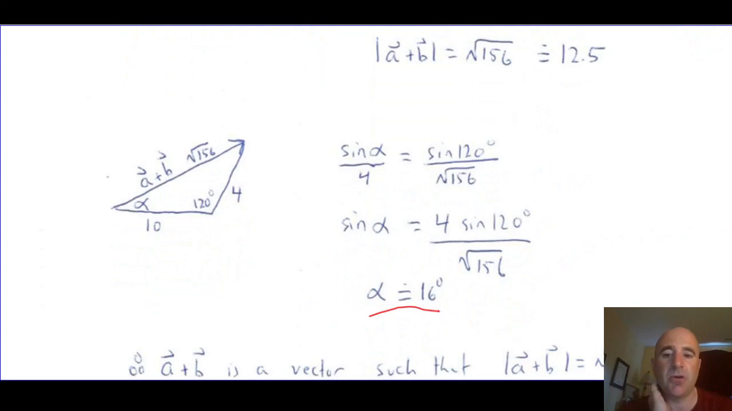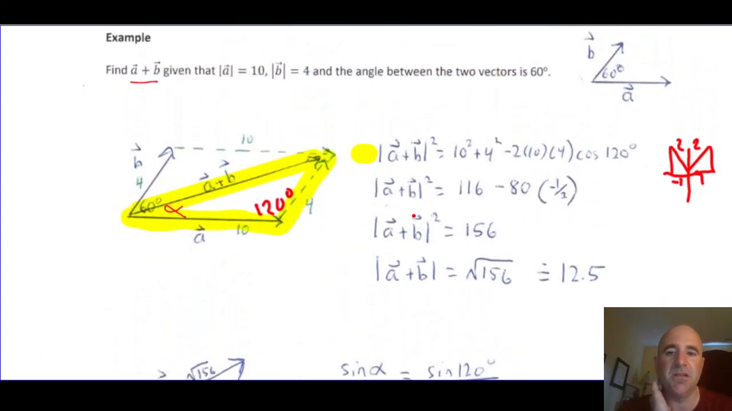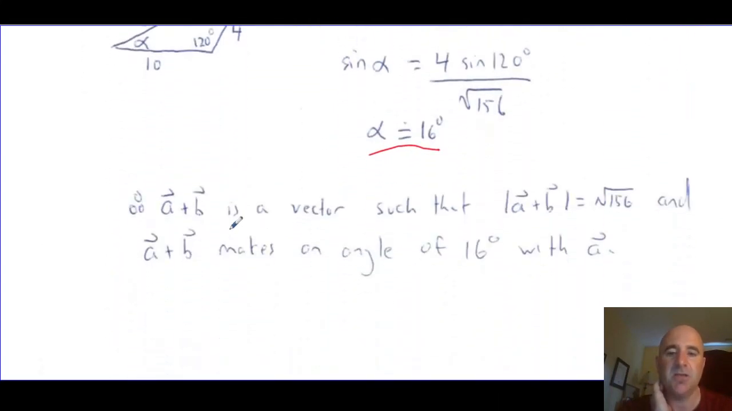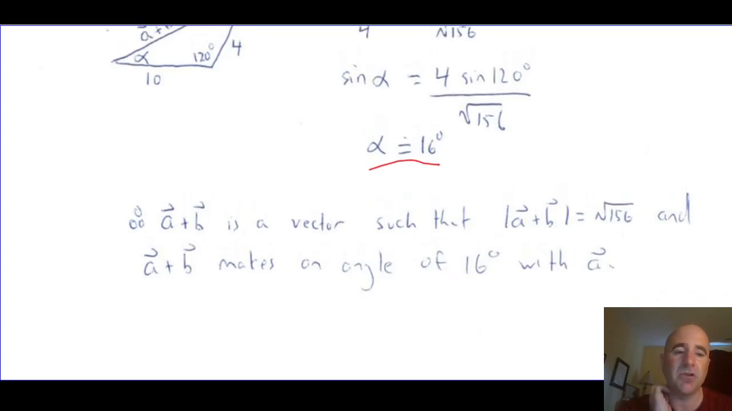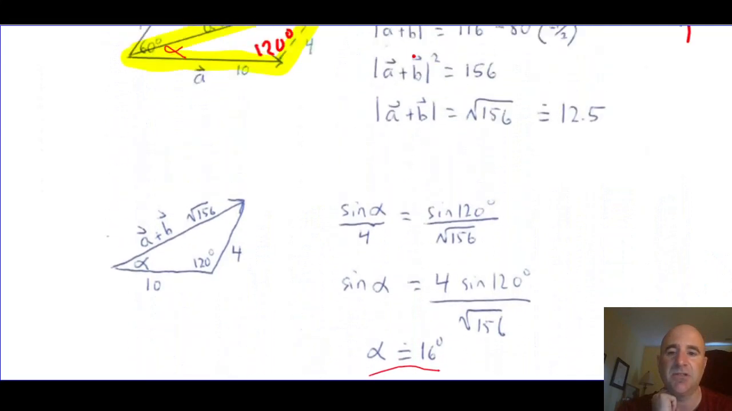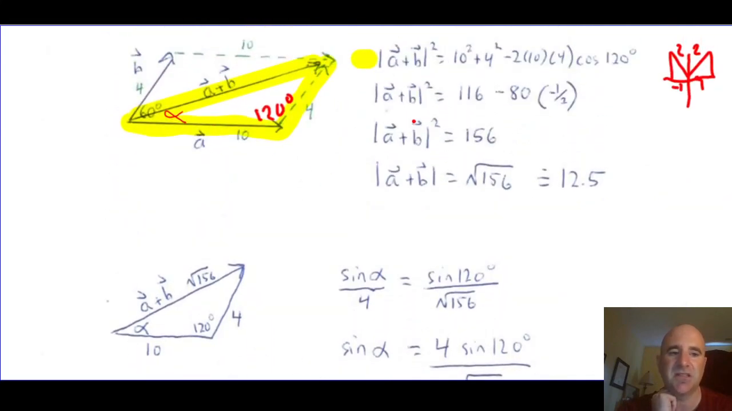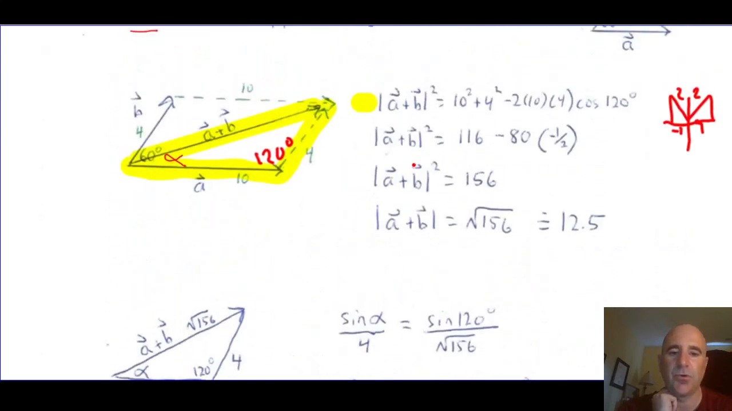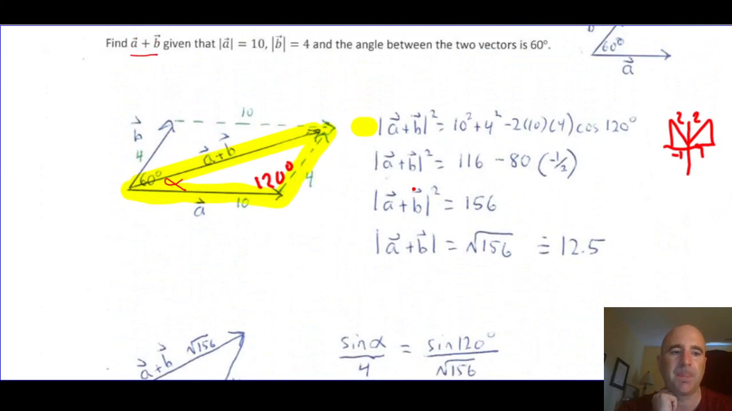And so now we're able to describe vector a plus b in its entirety. A plus b is a vector such that its magnitude is the square root of 156, and it makes an angle of 16 degrees with vector a. If you wanted to, you could obviously figure out the angle it makes with vector b as well. All you would have to do is 60 minus 16, so 44 degrees with vector b.